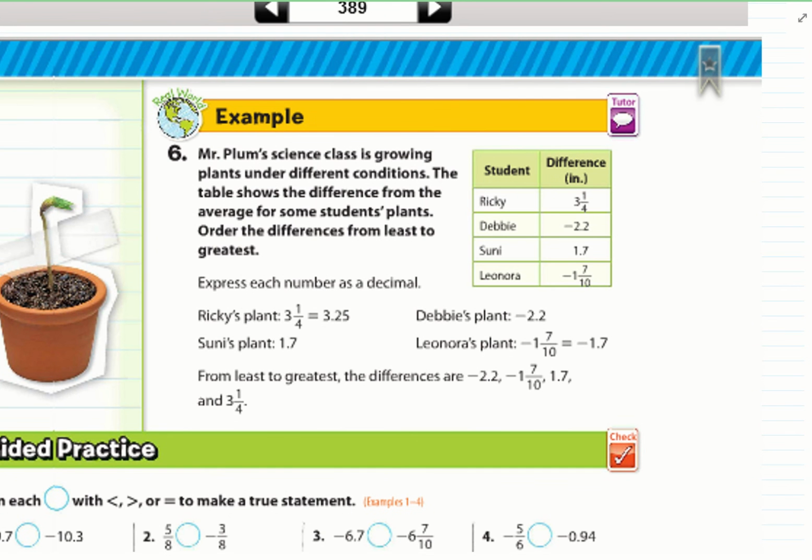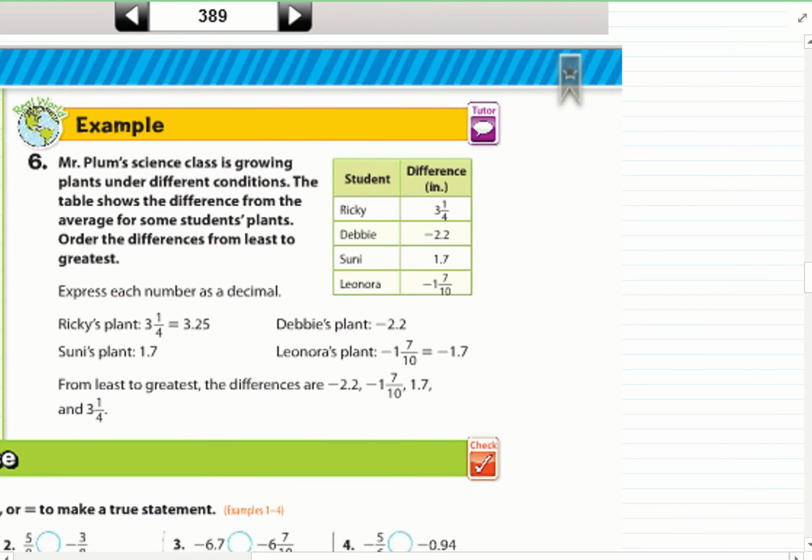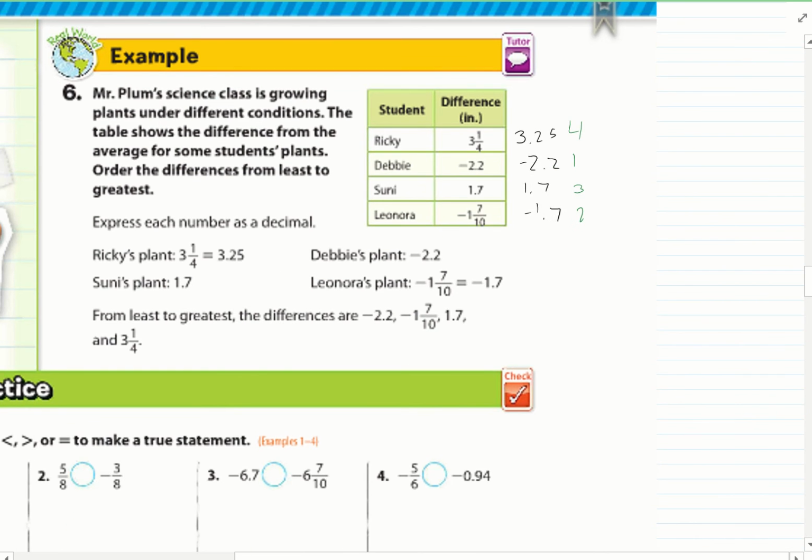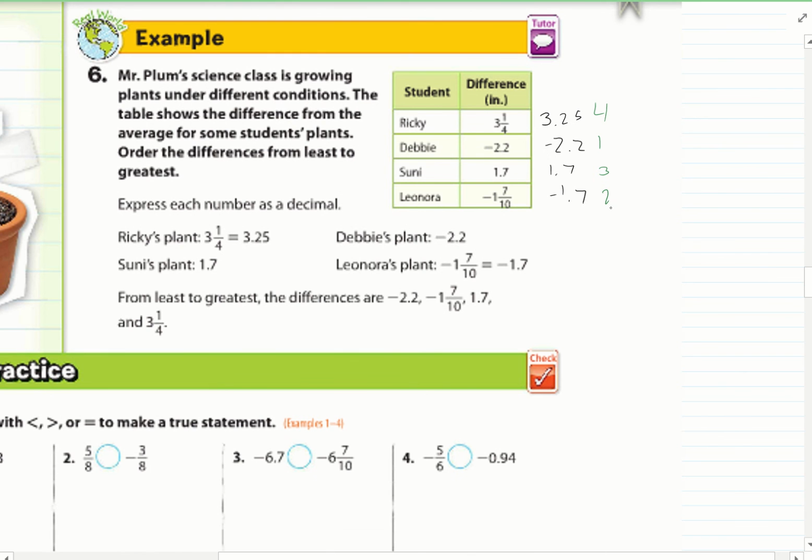So example 6, Mr. Plum's science class is growing plants under different conditions. The table shows the difference for the average for some students' plants. Order the differences from least to greatest. So same thing, I'm just going to change all of these to decimals to find out which one's the least and which one's the greatest. So from least to greatest, we have 1, 2, 3, and then 4, and then input all the answers in their original forms here.